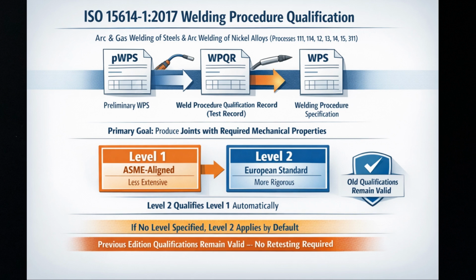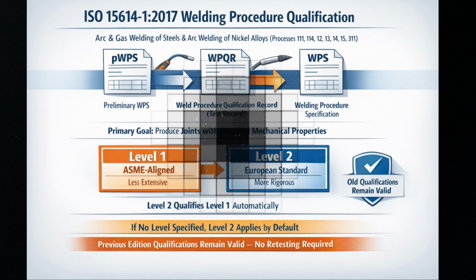4. Primary purpose: to demonstrate the procedure produces joints with required mechanical properties. 5. Two levels exist: Level 1, ASME aligned, less extensive, and Level 2, European, more rigorous. 6. Level 2 automatically qualifies Level 1, but not vice versa. 7. When no level is specified, Level 2 requirements apply by default. 8. Previous edition qualifications remain valid, no need to retest.